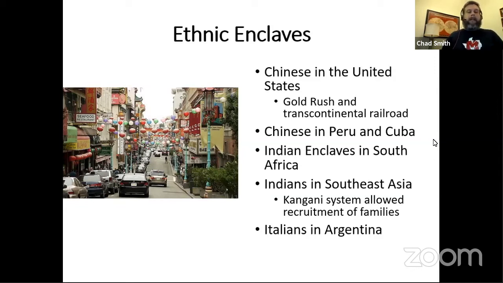One more famous example of ethnic enclaves was Italians moving into Argentina, where Argentina famously had a very, very immigrant welcoming policy for its government.